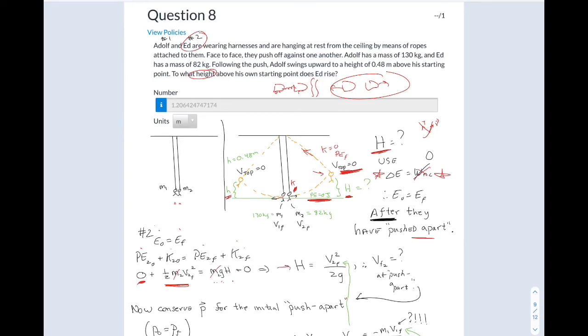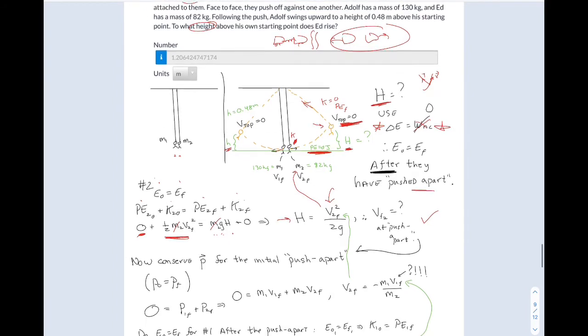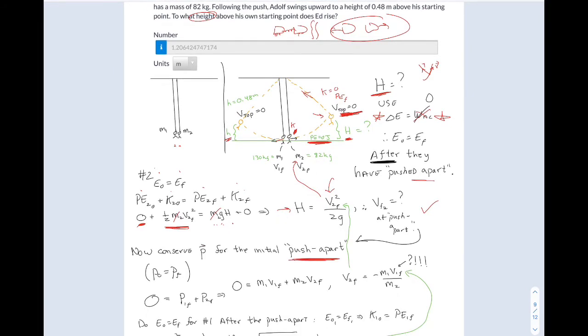I can get rid of the masses. That's what they want. But I don't know the speed with which this person pushes off. I'm trying to find that push apart speed. So to find that speed, I have to conserve momentum for the initial push apart, kind of like this up here, for the initial push apart event.